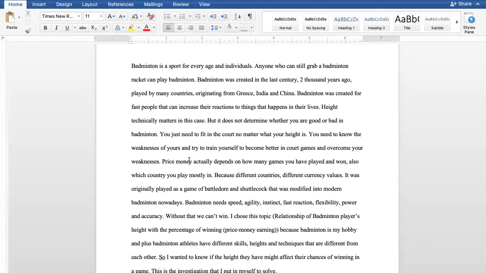You put prize money actually depends on how many games you have played and won. So it doesn't depend on the height because you put it here. Well, I mean, prize money depends on if you win games or not. I could also say height, but I didn't really think about that. Anyway, so far, I hope you can pick it up as well.